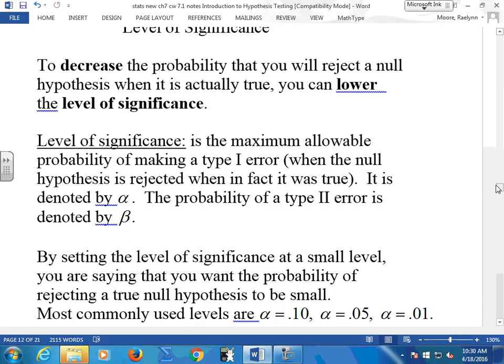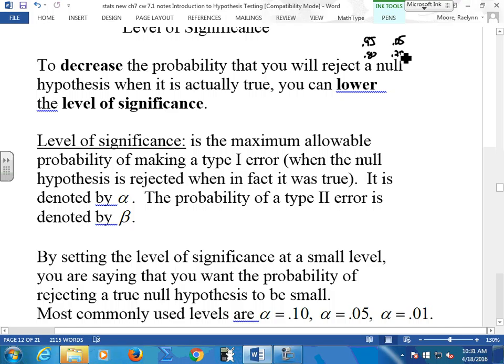The level of significance. To decrease the probability that you will reject something that is true, you can lower your level of significance. Now, this is what happens. If I have a level of significance of 0.95, my error is 1 minus this, 0.05. If my level of significance is 0.80, I'm going to get a 0.20 error. So we're going to leave out type 2 again. We're only going to talk about your type 1 errors, and we're going to write them like this.